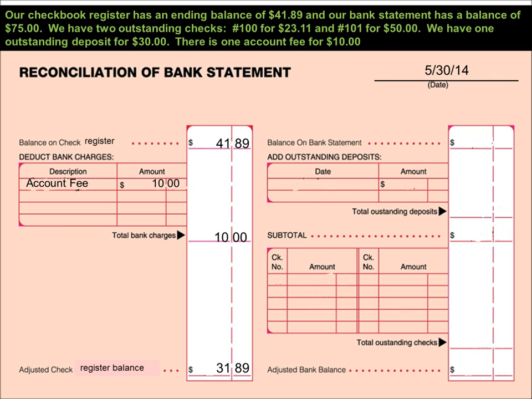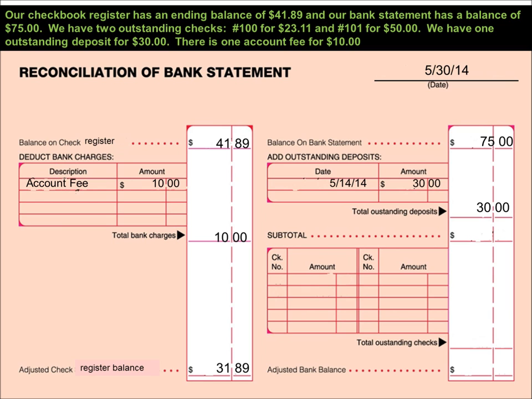Now, on the right side of the reconciliation form, it asks us to list the balance on our bank statement. The balance on our bank statement was $75. Next, it tells us to list our outstanding deposits. We only had one outstanding deposit, and that was on May 14th, in the amount of $30. That's the only one we have. So when it tells us next to total our outstanding deposits, we only have one to list, $30.